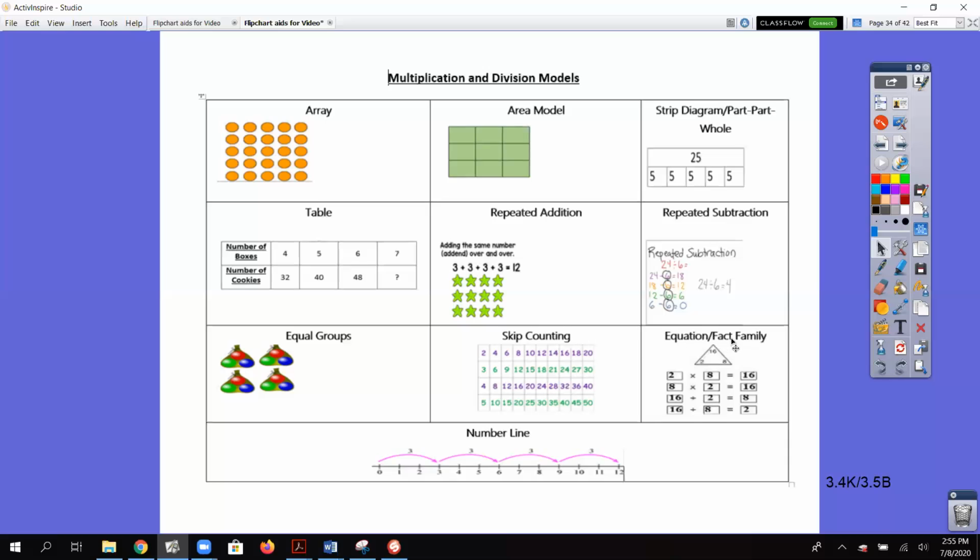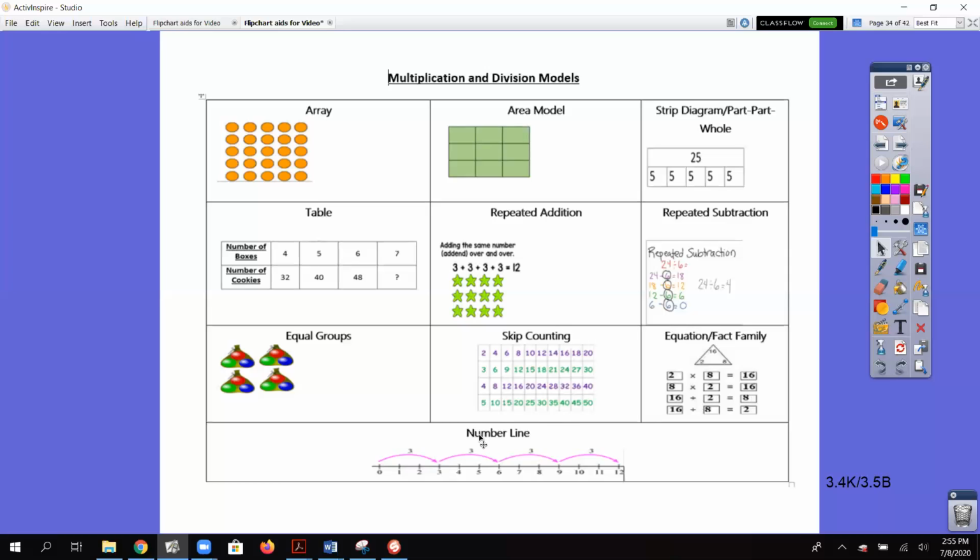You have your fact families. So with your fact families, you have to have the same 3 numbers. And you have fact families for addition and subtraction, but you also have fact families for multiplication and division. If you know that 2 times 8 is 16, then you also know that 16 divided by 2 is 8, or 16 divided by 8 is 2.